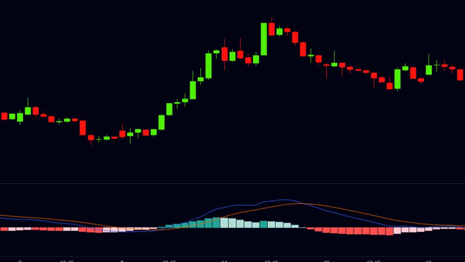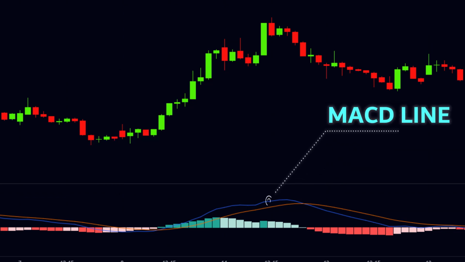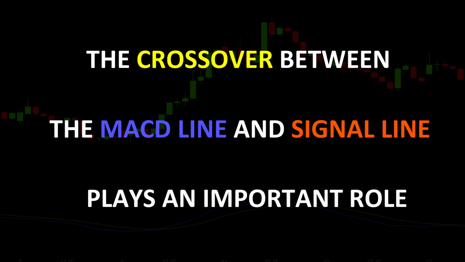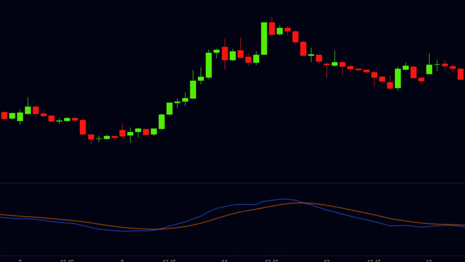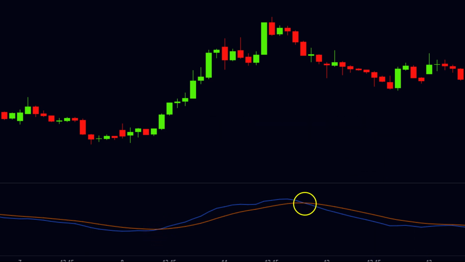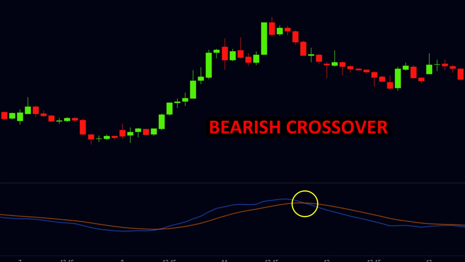Now let us understand about the MACD. There are two lines in the MACD, first is MACD line, and second is signal line. In our strategy, we do not require the histogram, so we will remove it from the setting. The crossover between the MACD line and signal line plays an important role. When MACD line crossover the signal line from downside to upside, then it is called the bullish crossover, and during this bullish crossover, we can get the buy opportunities. Similarly, when the MACD line crossover the signal line from upside to downside, then it is called the bearish crossover, and during this bearish crossover, we can get the sell opportunities.